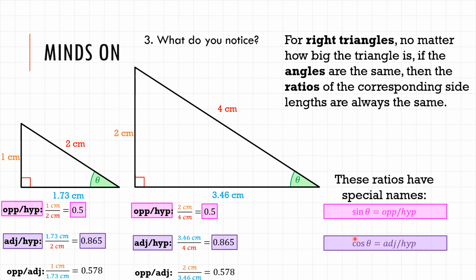This is cosine of theta. And what that means is when you see cosine theta, it means look at angle theta and then divide the adjacent side, the side that is adjacent to theta, by the hypotenuse. And finally, tan theta. Tan theta means look at theta and then divide the side that's opposite it by the side that is adjacent to it.